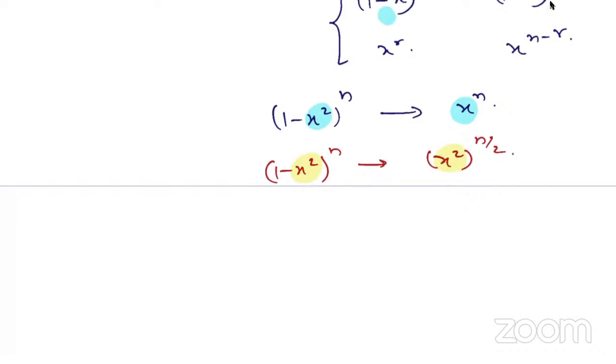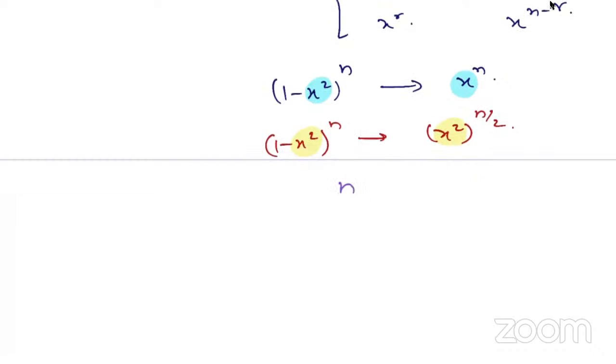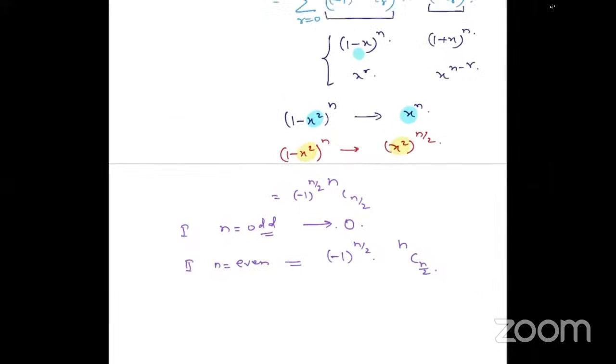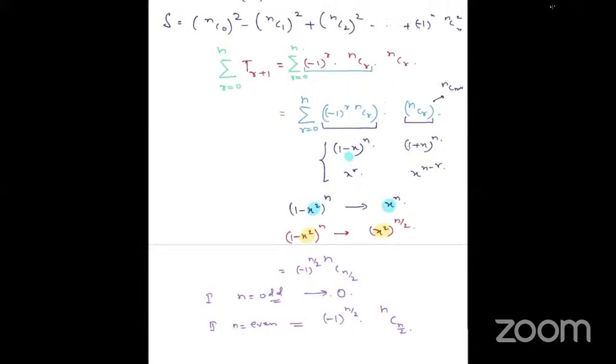So what can we write now? nC n by 2, minus 1 to the power n by 2. So if, first case, n is odd, not possible, answer will be 0. If n is even, then answer will be minus 1 to the power n by 2 nC n by 2. Carefully note down this. This is a little bit different.